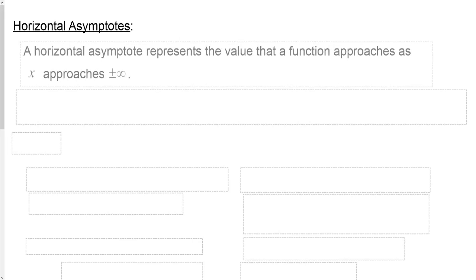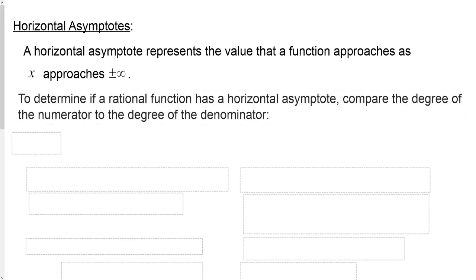All right, next up we will discuss horizontal asymptotes. Now, a horizontal asymptote represents the value that a function approaches as x approaches positive or negative infinity. To determine if a rational function has a horizontal asymptote, what we're going to do is compare the degree of the numerator to the degree of the denominator. And one thing that's kind of unfortunate is that there's some differences between horizontal asymptotes and vertical asymptotes.